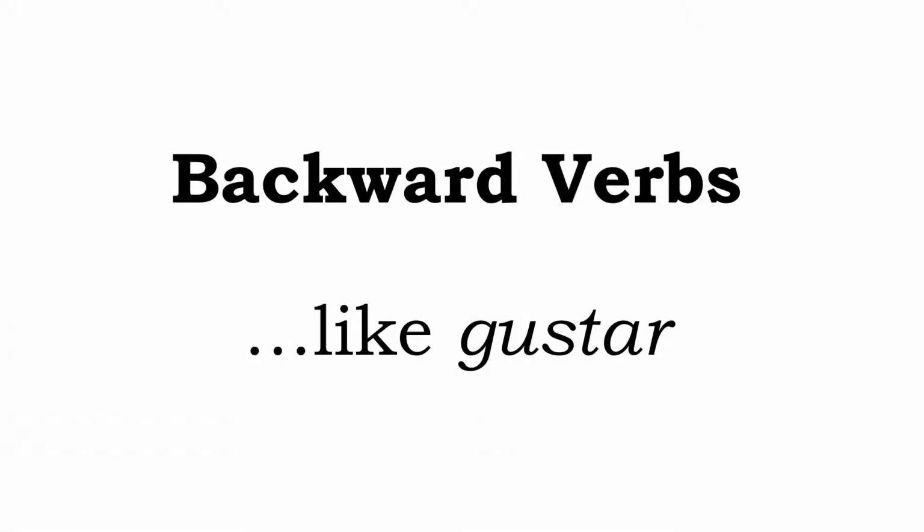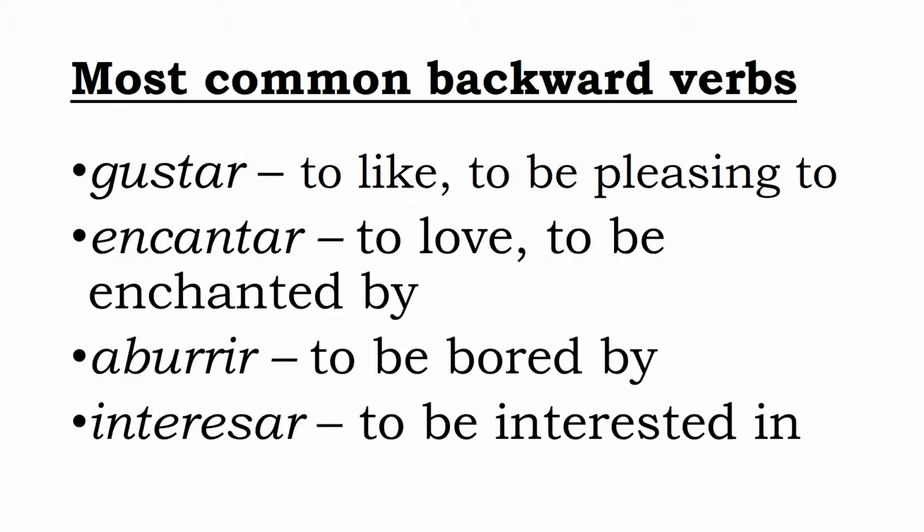Today we're looking at backward verbs. Gustar is the most common of the backward verbs, so we often refer to them as verbs like gustar. The other ones that we're going to be using in this chapter are encantar, which means to love or to be enchanted by, aburrir, which is to be bored by, and interesar, to be interested in. So notice each one of these has a backward phrasing: to be pleasing to, to be enchanted by, to be bored by, and to be interested in. These are going to be important to remember when we get to the backward part.